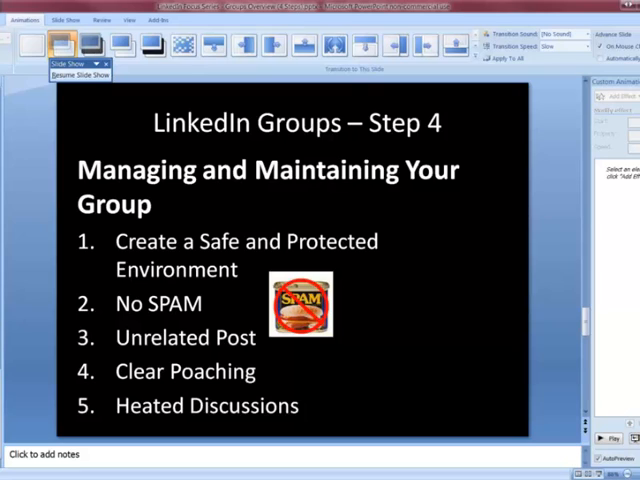There you go. Just to be thorough, especially since it's got a can of spam in the middle of it. In this group that you're managing and maintaining, you want to create the feeling of a safe and protected environment. I don't know how I could have forgotten that, but I did. You want to make sure that you control the discussion, that there isn't any spam. That's part of how you create that safe and protected environment. You want to make sure there's no unrelated posting going on.